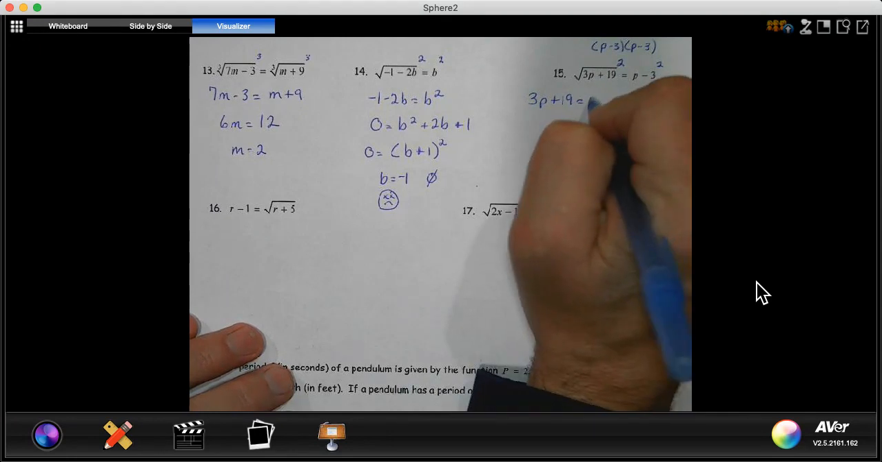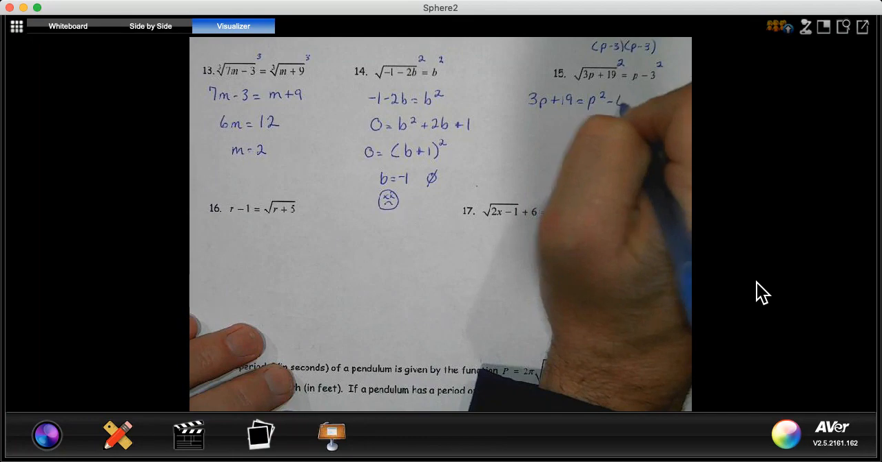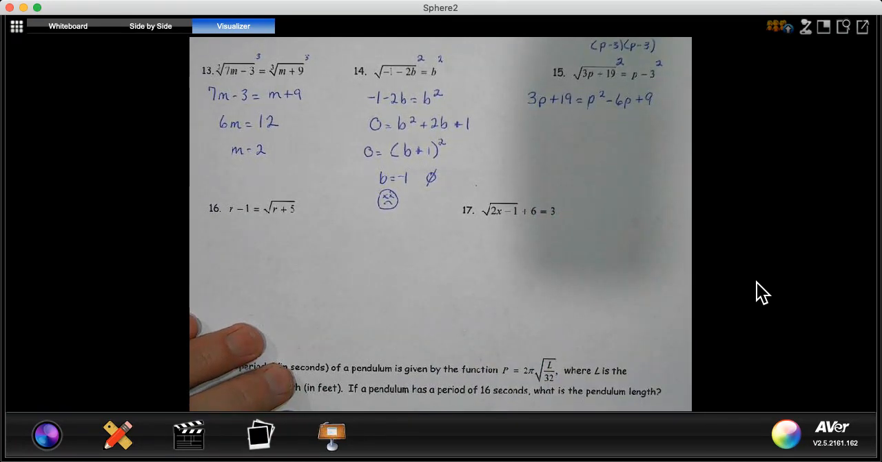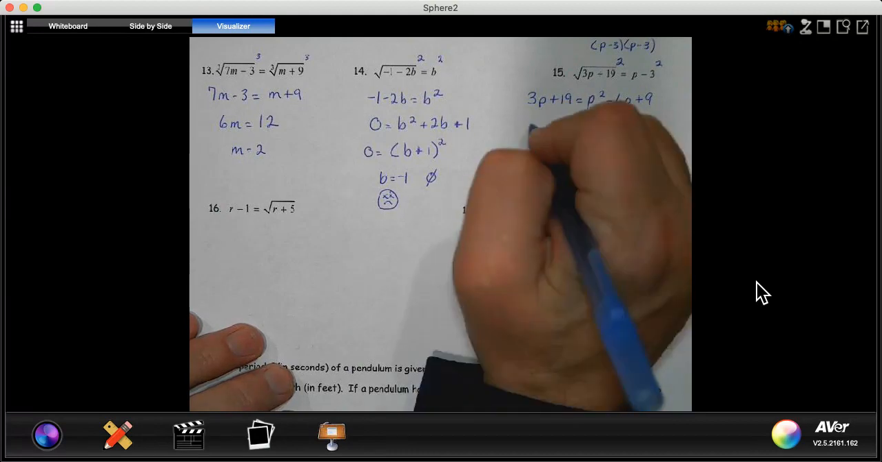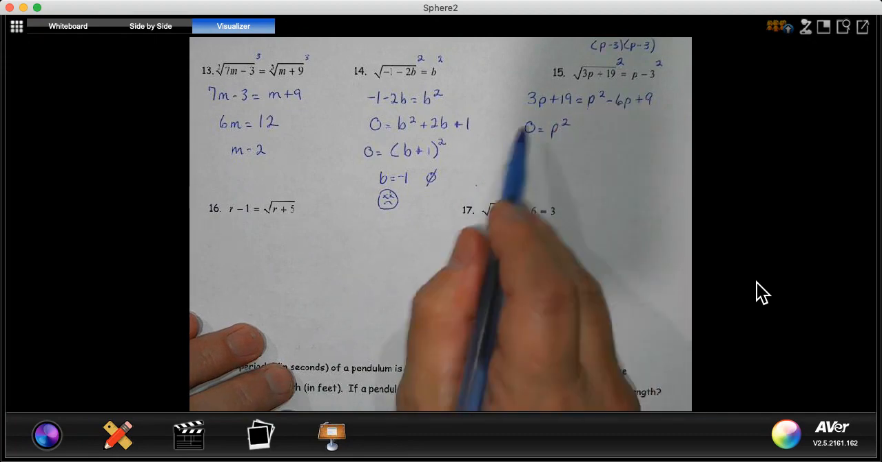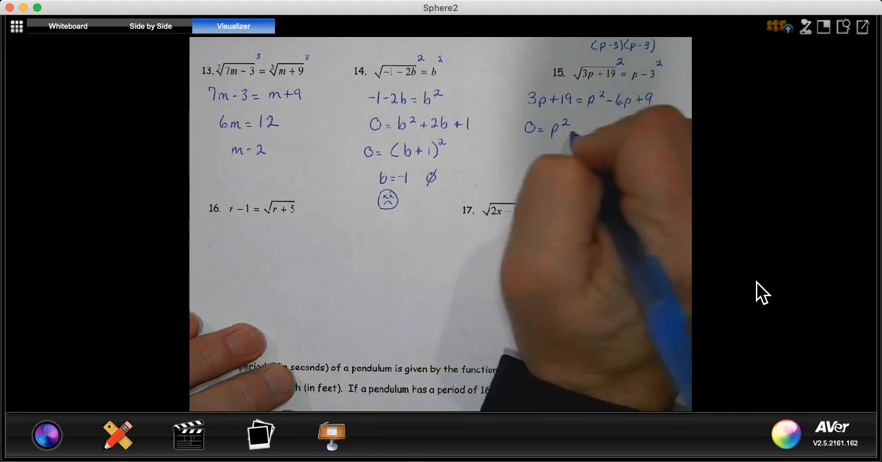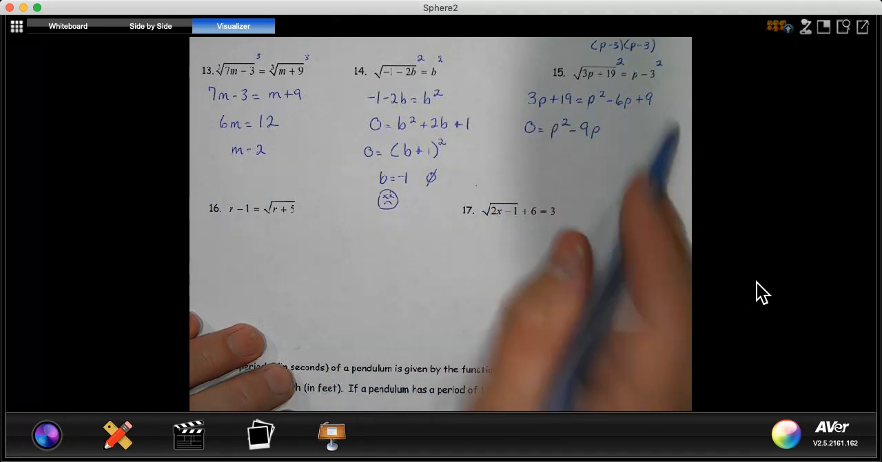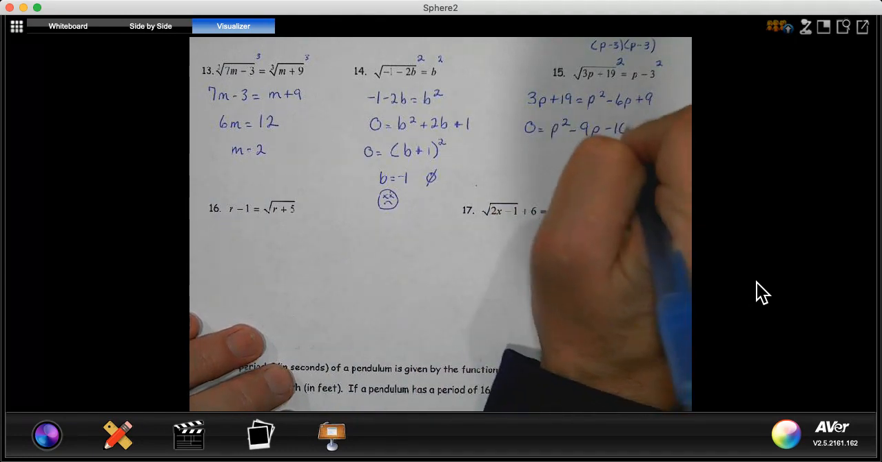So that's p squared minus 6p plus 9. We taught you some shortcuts of how to do that. You first, outers, inners, last, combine your outers and your inners. Okay, p squared means quadratic, so get everything on the same side equal to 0. So 0 equals p squared. If I minus 3p, that gives me a minus 9p. And if I minus 19 to both sides, I get minus 10.